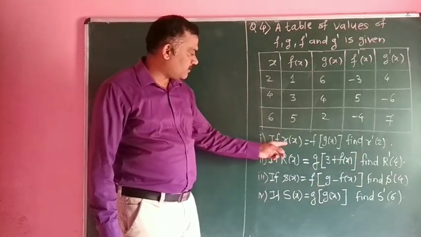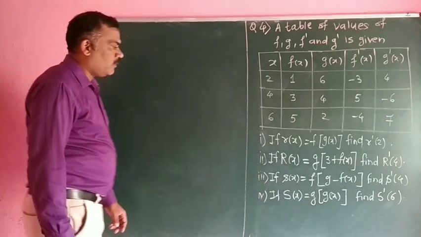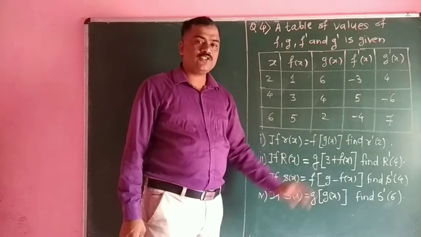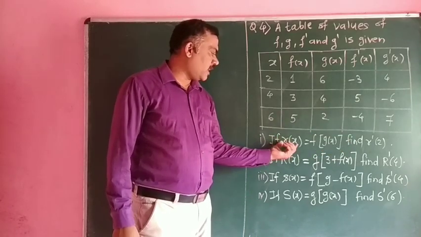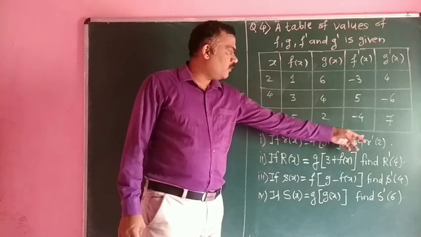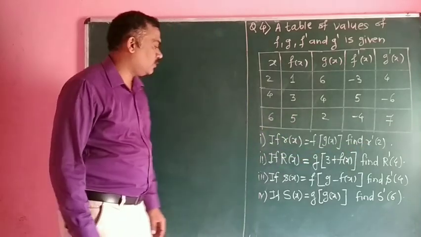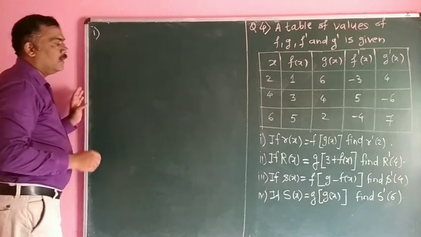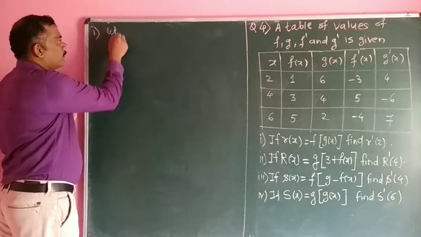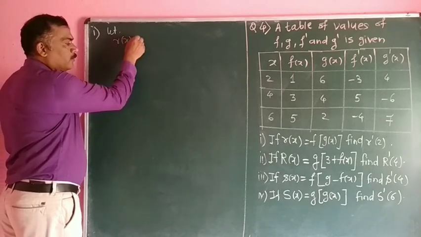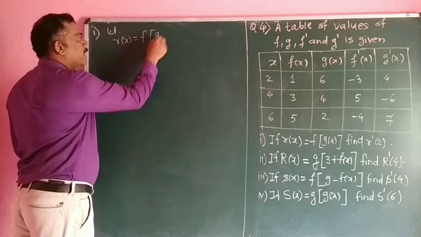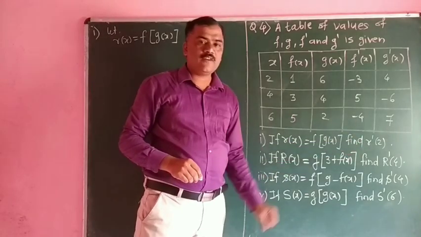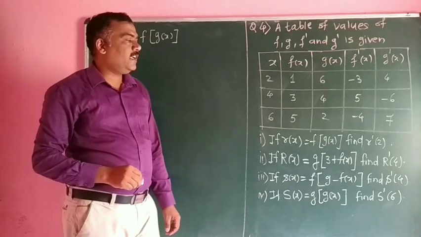First of all, we discuss the first question. If r of x is equal to f of g of x, find r dash of 2. That means we have to define r of x, and for x equal to 2, find the value of r dash of 2. Let r of x be equal to f of g of x. We have to find the value of r dash of 2.